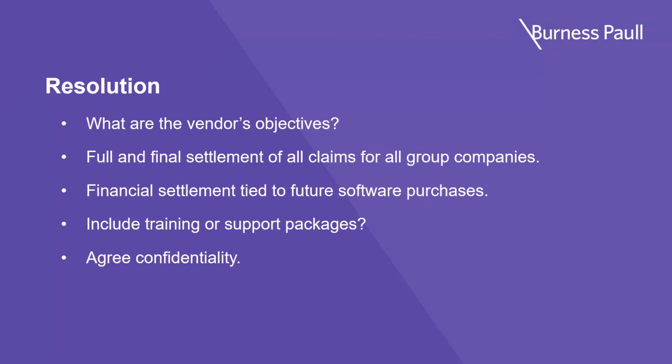The deal needs to be an absolute deal. You want to draw a line under this. All of your group companies, you don't want them then turning up. You reach a deal with John Smith Limited, and then John Smith Glasgow Limited gets an audit request letter the next day. You've got to make sure that it covers everything. Perhaps you factor in future software purchases. Perhaps if you are paying more, try and get some training or support packages thrown in. That may be a soft give for your supplier.